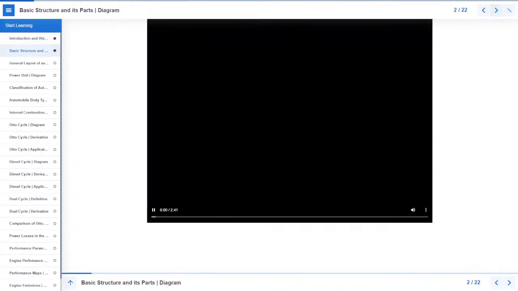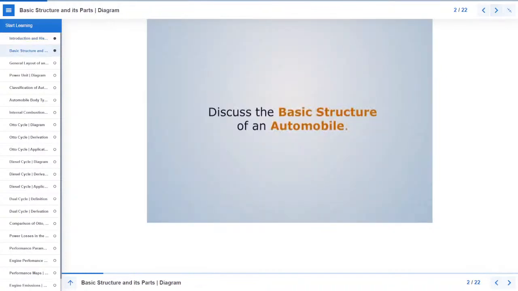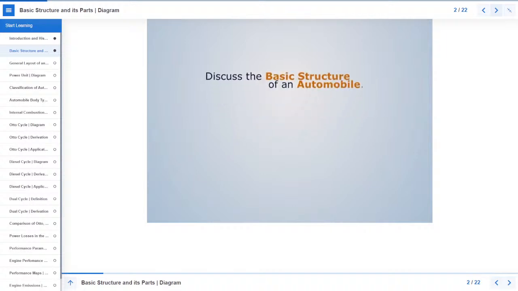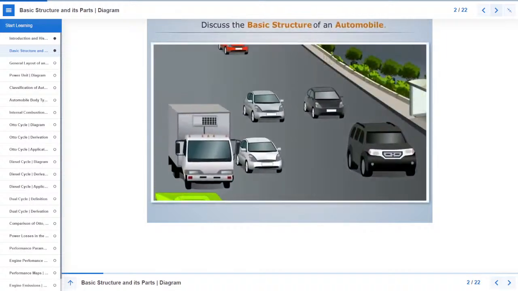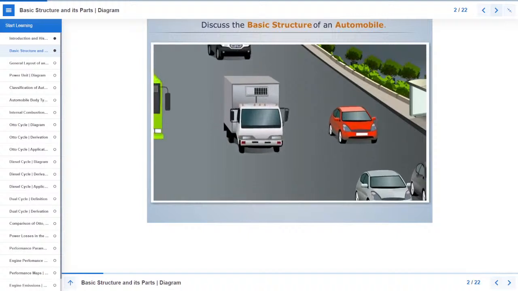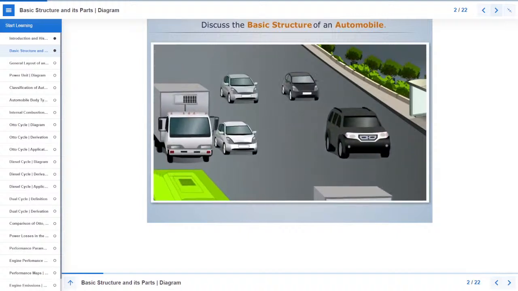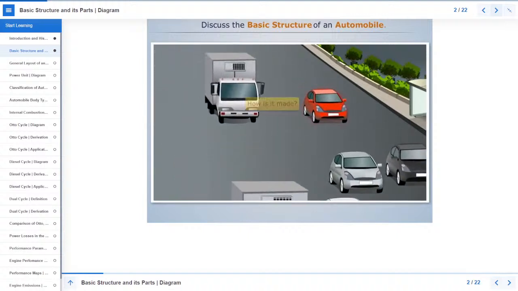What is an automobile? Discuss the basic structure of an automobile. In our daily life, we come across hundreds of automobiles running on the road. But have you ever wondered how an automobile is made?